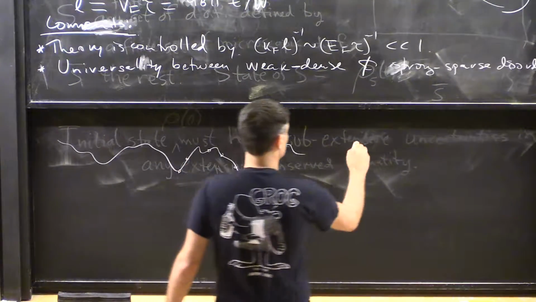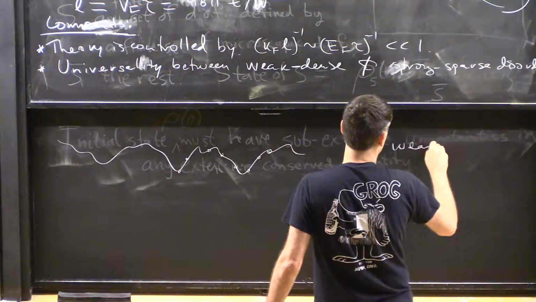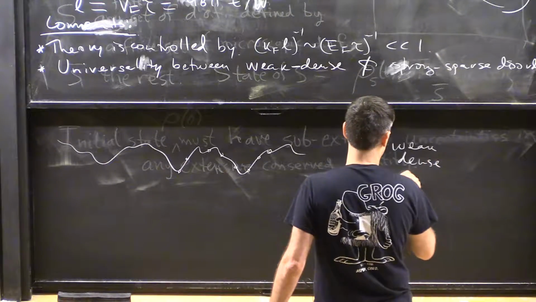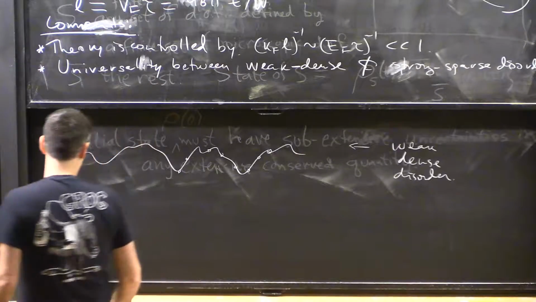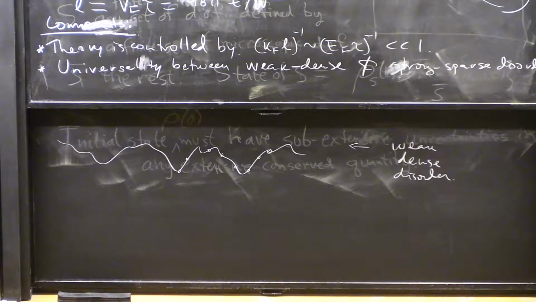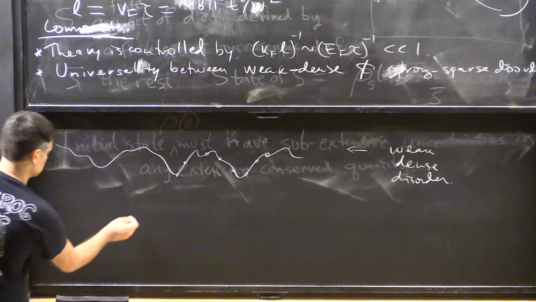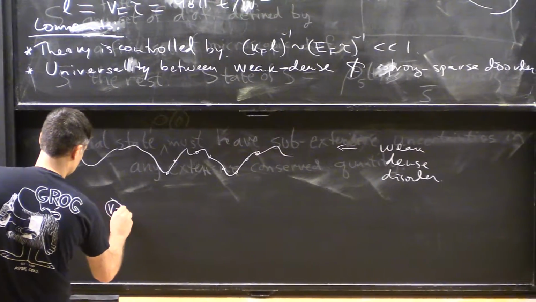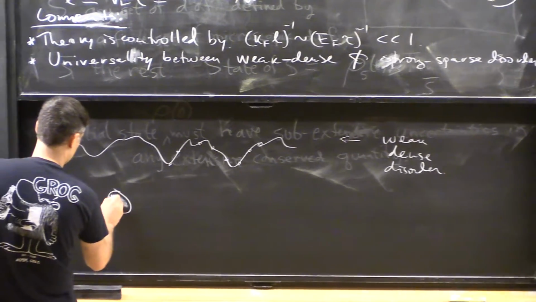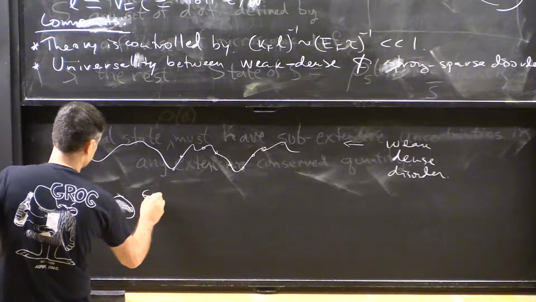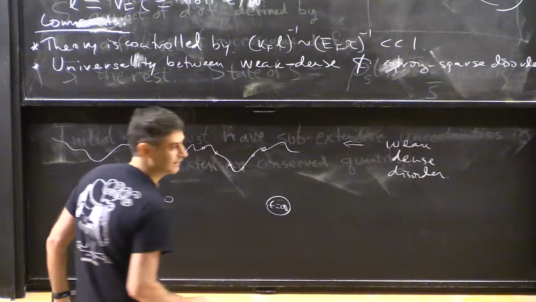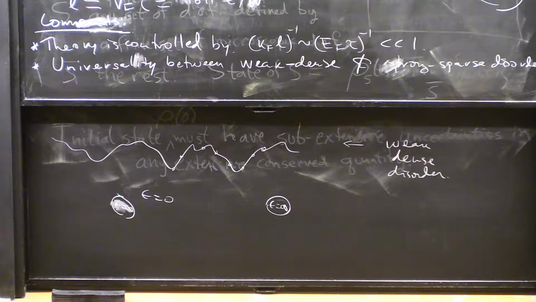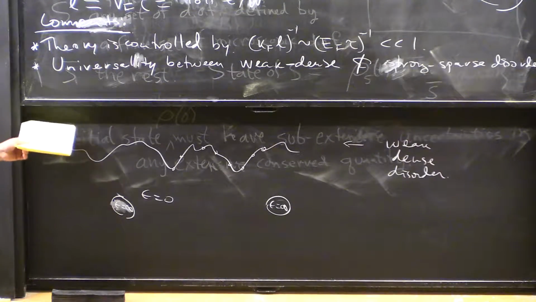So this is what I would call weak dense disorder. But then there are disorders which are, I don't know, a foreign atom. Epsilon is equal to infinity, epsilon equal to 0, epsilon equal to infinity. Okay? So these are very, very different physical problems.